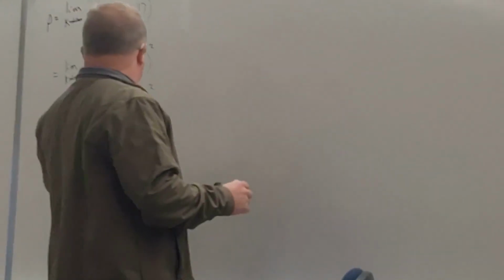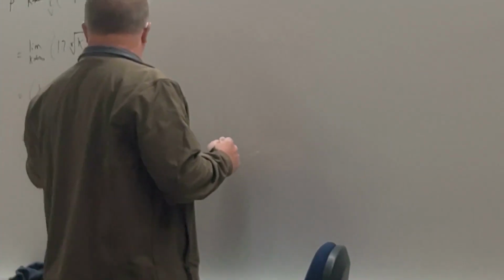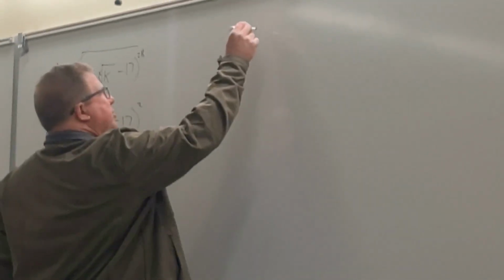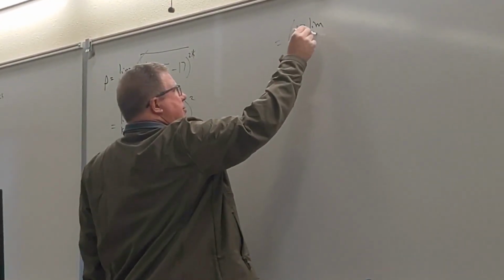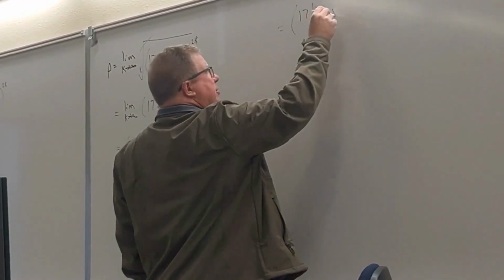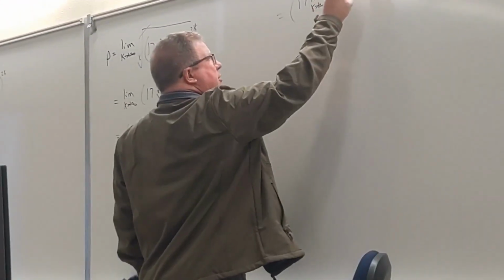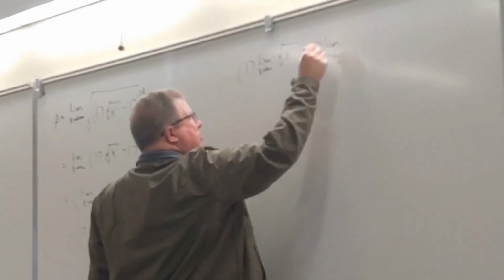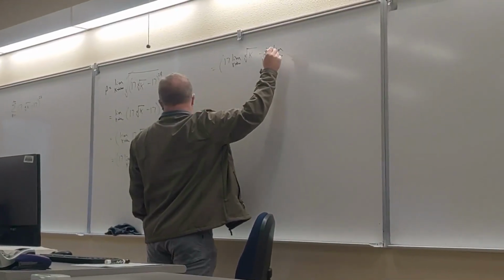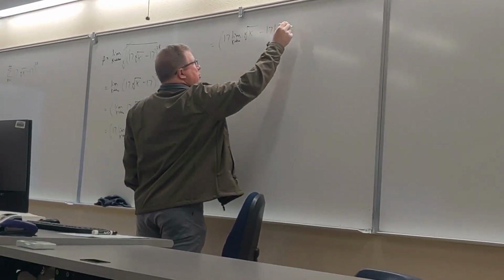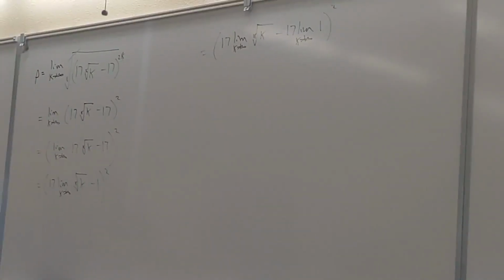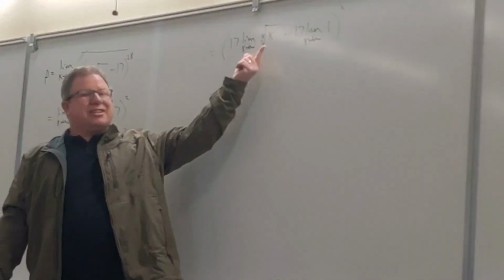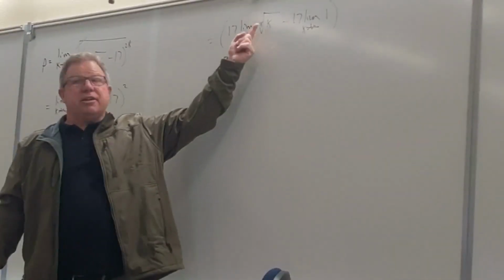And I'll take it even further. We can split this into two limits, one for that, one for that, and that 17 applies to both. So we're gonna have the kth root of k minus 17 times the limit of 1, all that squared. I'm doing all this so that we can isolate this limit of the kth root of k.